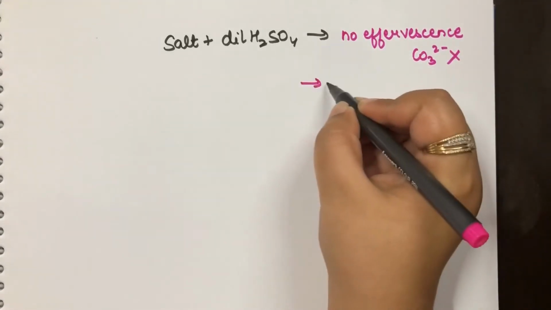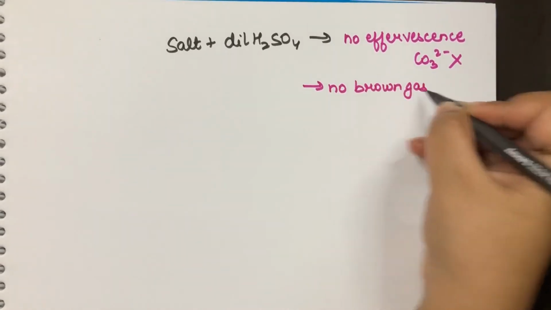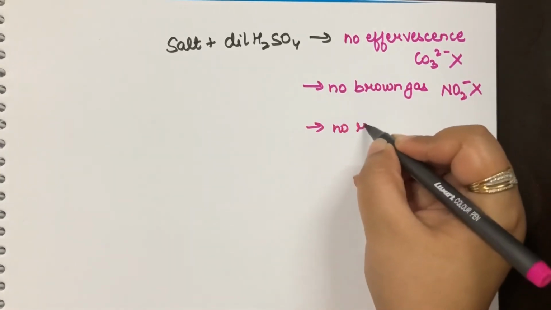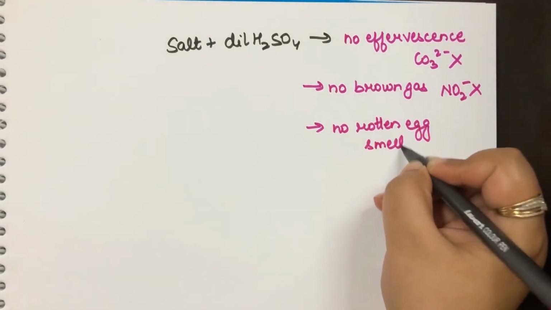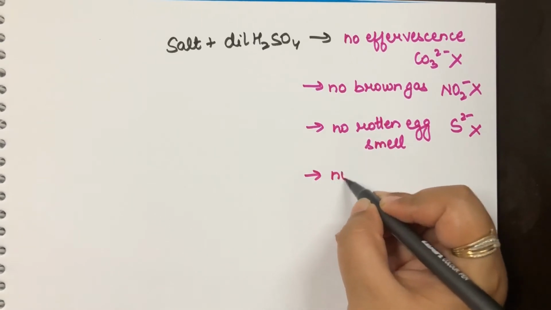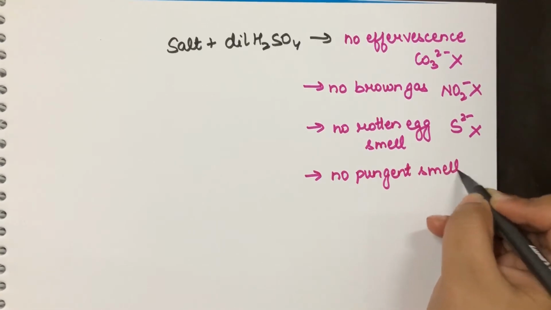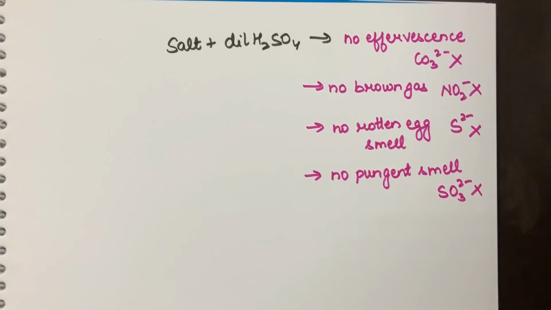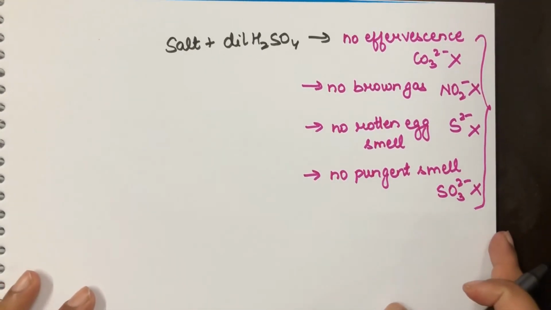If I say there was no brown gas, that means there was no nitrite. If there was no rotten egg smell, that means there was no sulfide. And if there was no pungent smell, then we know that there was no sulfide. So all the cations that we said belong to the dilute H2SO4 group, they are absent.